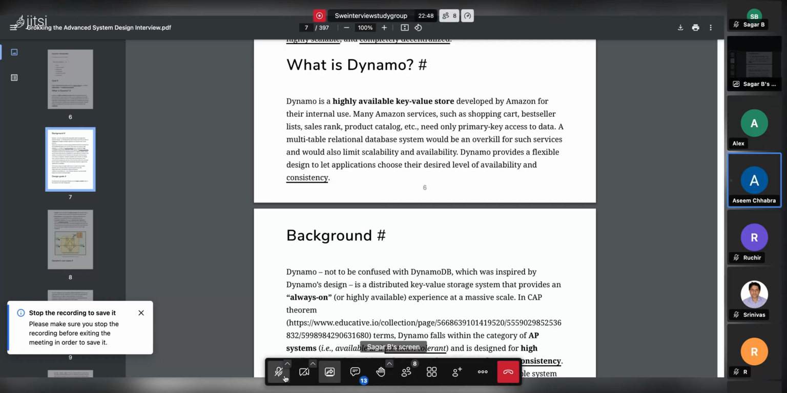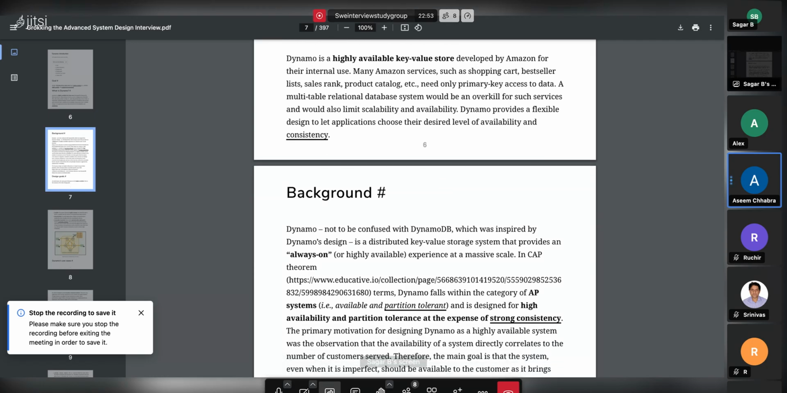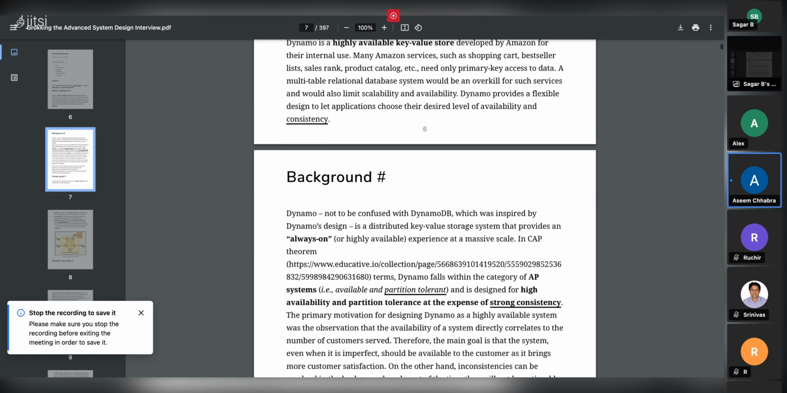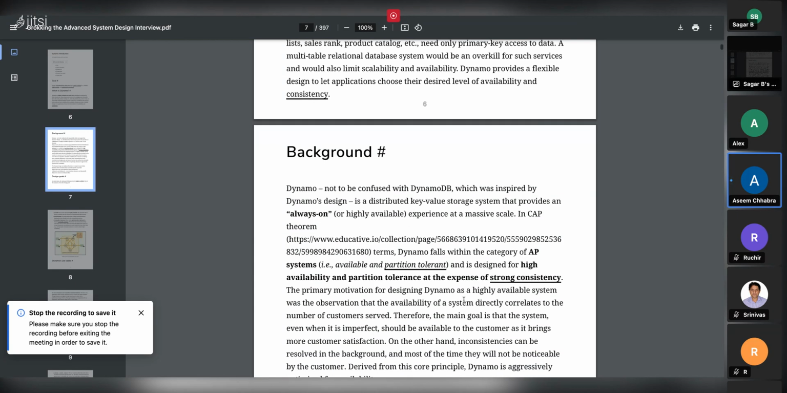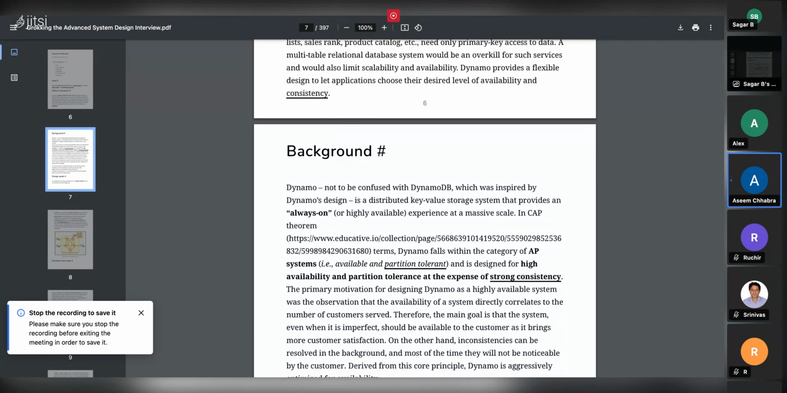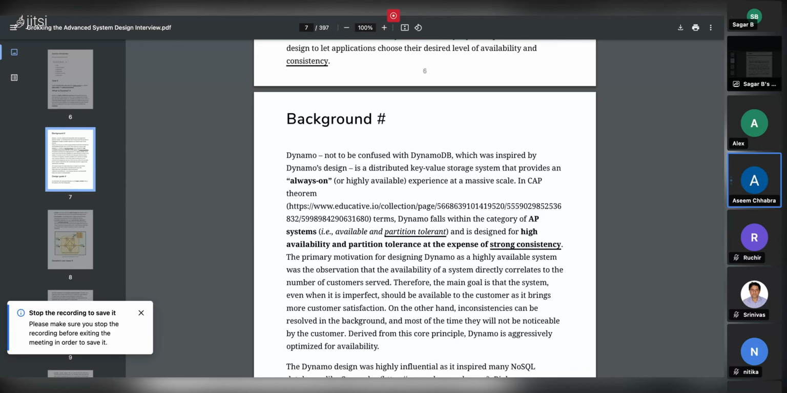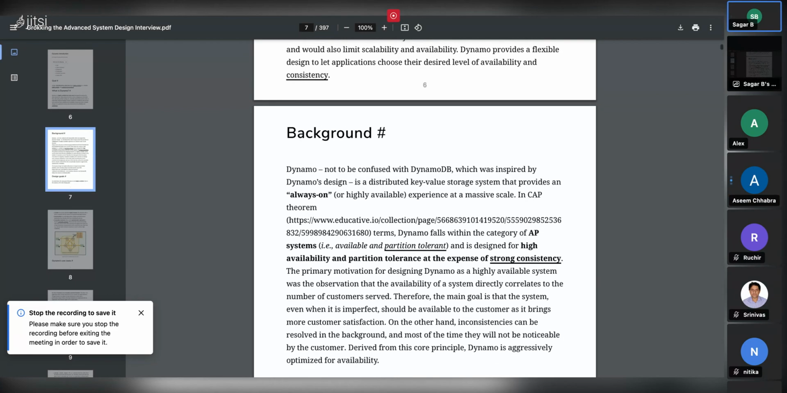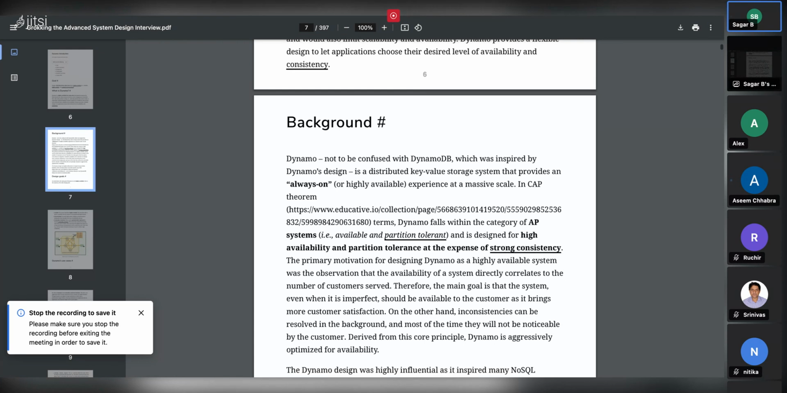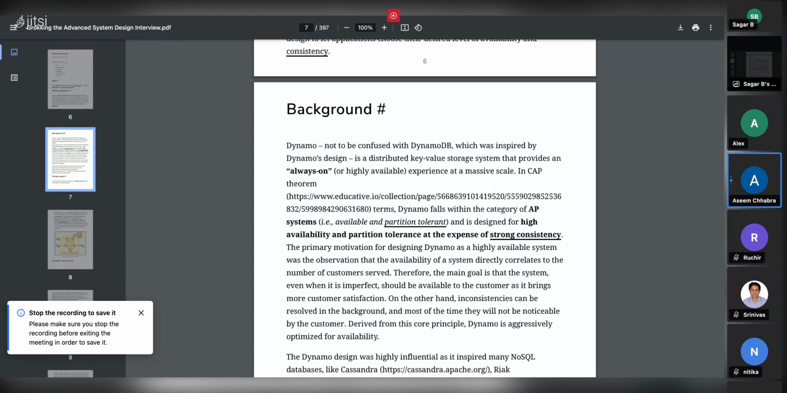Background: Dynamo, not to be confused with DynamoDB, which was inspired by Dynamo's design, is a distributed key value storage system that provides an always-on or highly available experience at a massive scale. In CAP theorem terms, Dynamo falls within the category of AP systems, that is, available and partition tolerant, and is designed for high availability and partition tolerance at the expense of strong consistency.